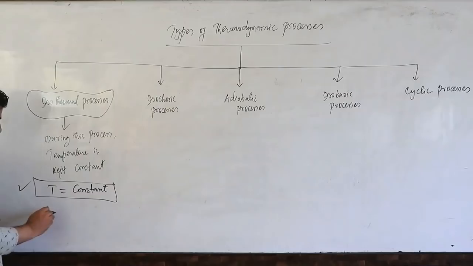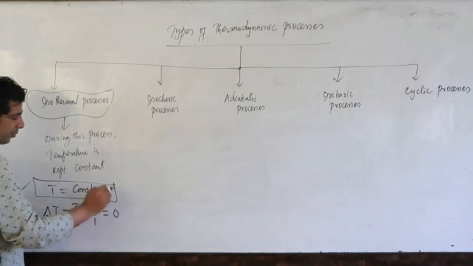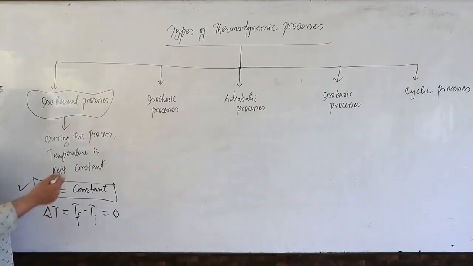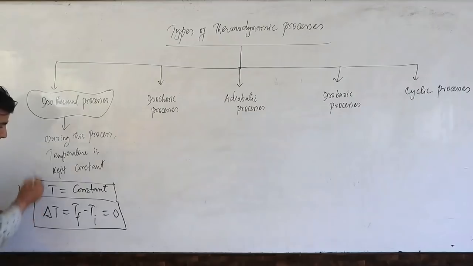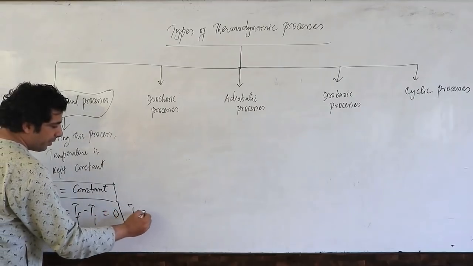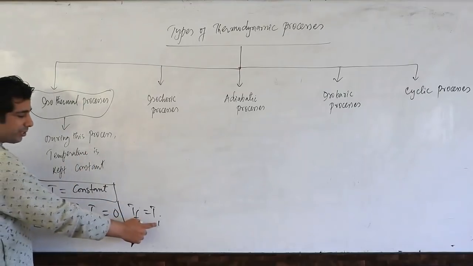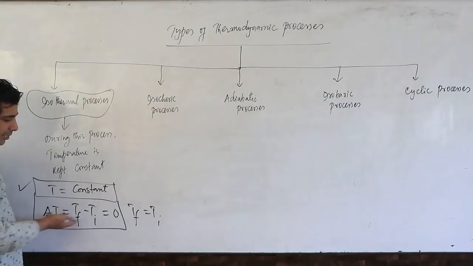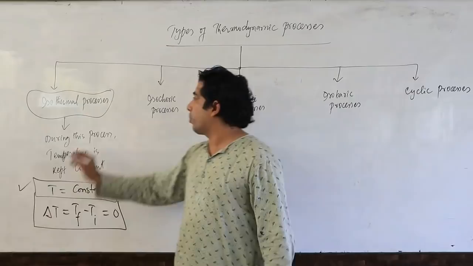When temperature is constant, understand the change in temperature, that is T final minus T initial, is 0. Because everybody knows when temperature is constant, it's not changing. That means Tf will be equal to Ti. So the initial temperature and final temperature will be the same. So obviously the delta T, change in temperature, will be 0. Correct.